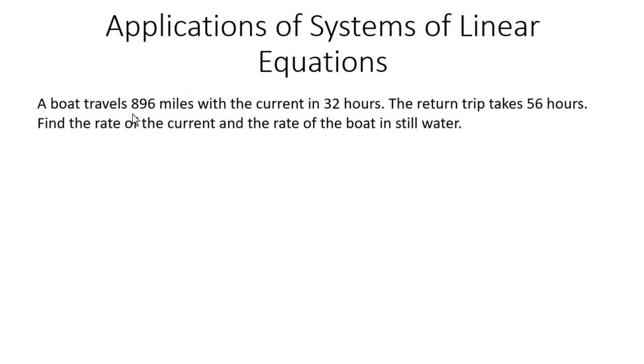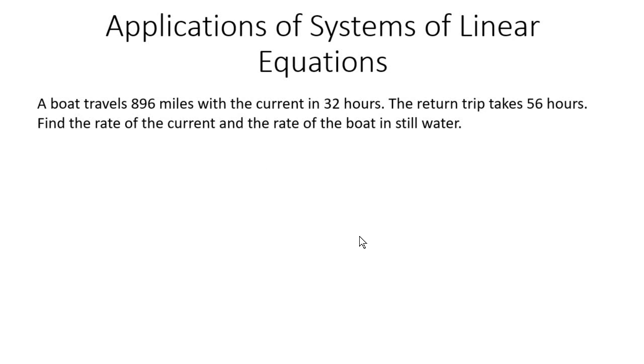A boat travels 896 miles with the current, so you're going downstream in this case, in 32 hours. The return trip, which is going upstream back to where you started, takes 56 hours. Find the rate of the current and the rate of the boat in still water. So it wants to know how fast the boat would be going if it weren't on a river that has a current, and also what the speed of the current is.